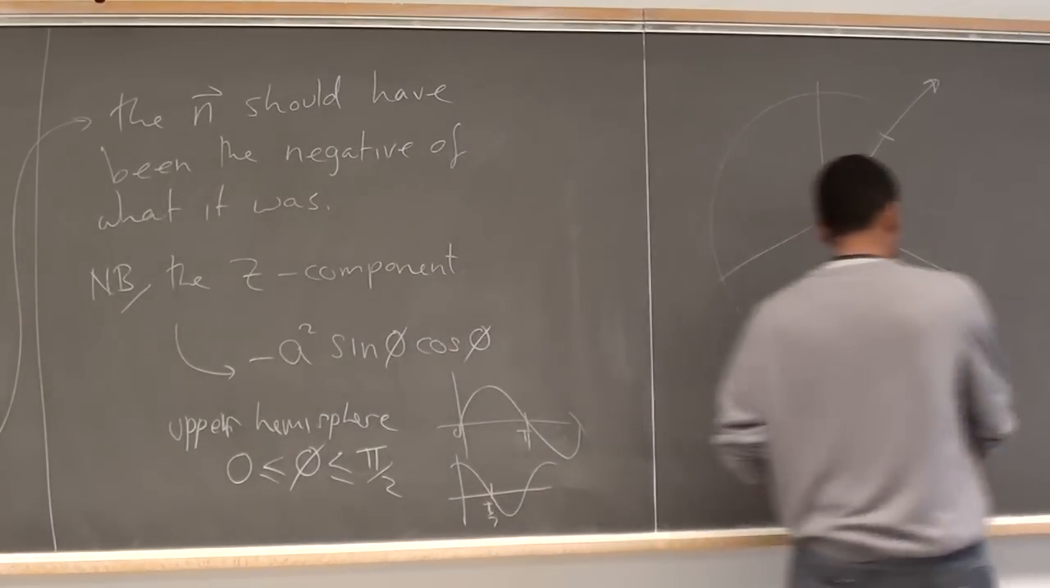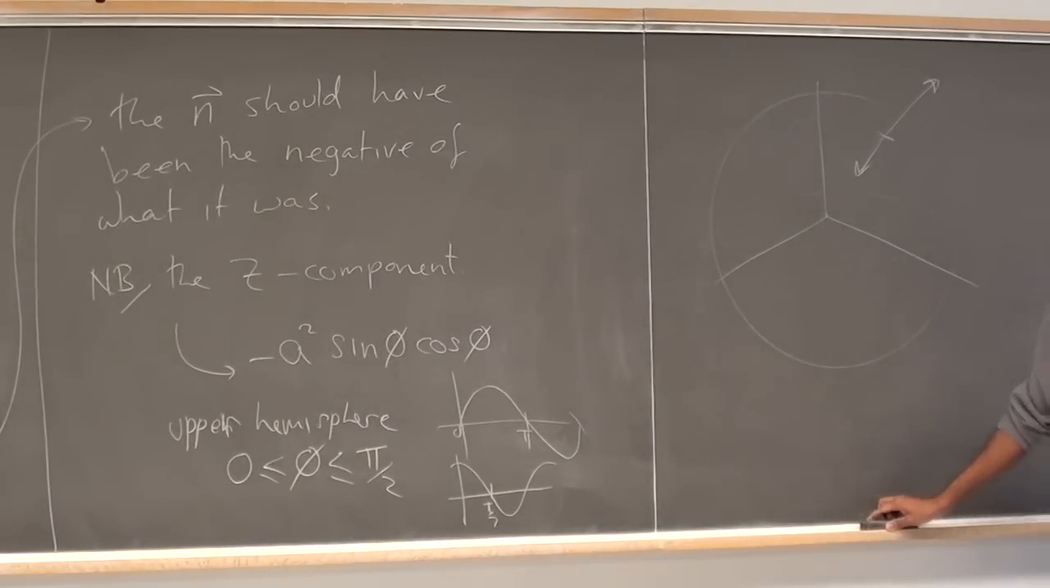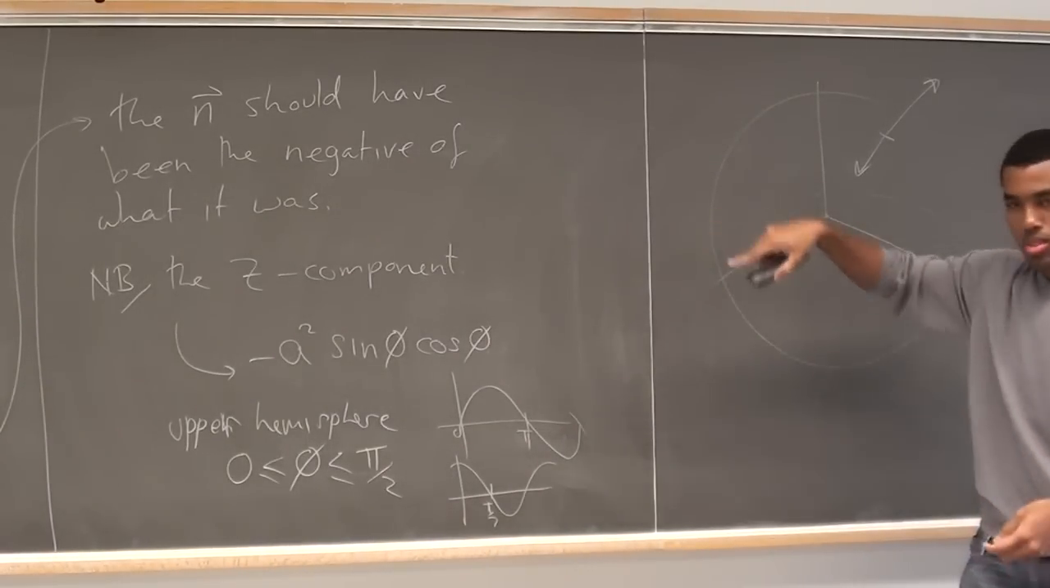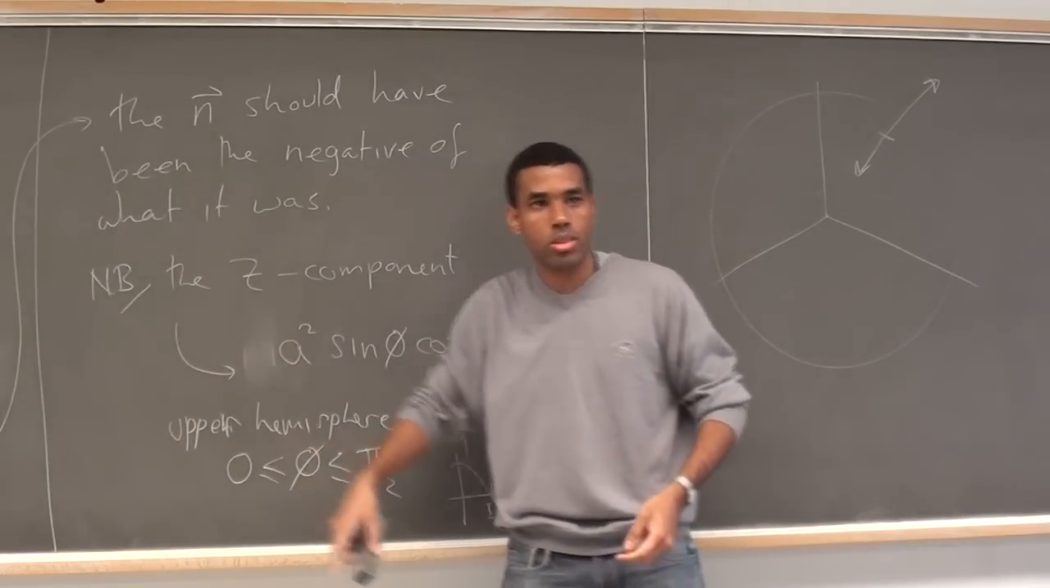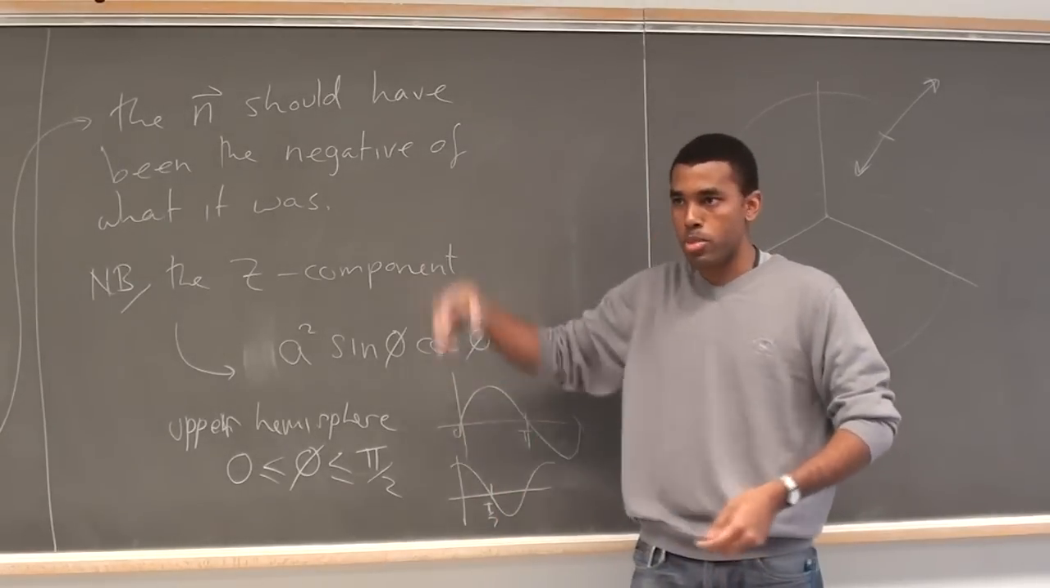So the z component should have been a squared sine phi cosine phi? Yeah. You take the negative of the whole vector. So this would have been positive. You change the sign on the other one, change the sign on the other one. Take the vector in the opposite direction.